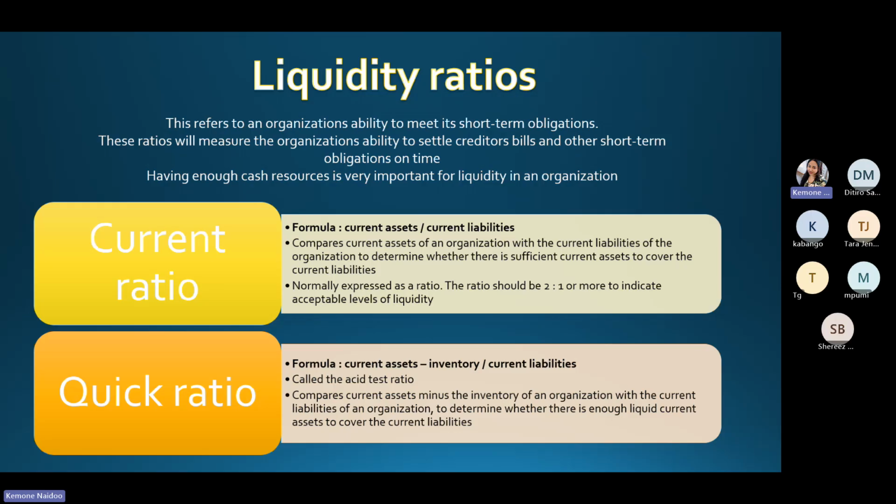Okay. And this is also to determine whether there's enough current assets to cover the current liabilities, to cover your short-term obligations. So the first one, a current ratio, you are taking your current assets, you are dividing it by your current liabilities, you're keeping it as a ratio. Your quick ratio, you are minusing inventory from your current assets first.